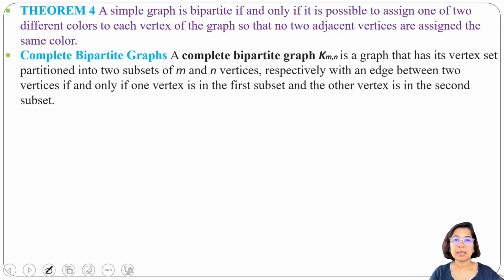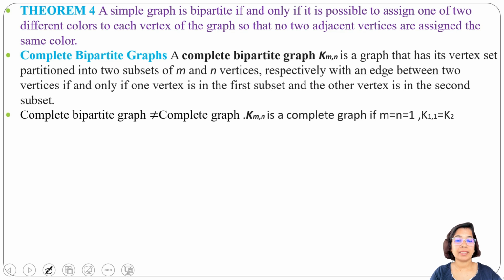And remember, a complete bipartite graph is not the same as a complete graph. K(M,N) is a complete graph if M and N equal 1. Like K(1,1): this is a bipartite graph, or you can say this is a complete graph of two vertices. So the complete graph and the complete bipartite graph are equal when there are two vertices. And in the case of a complete bipartite graph, there are M plus N vertices and M multiplied by N edges.